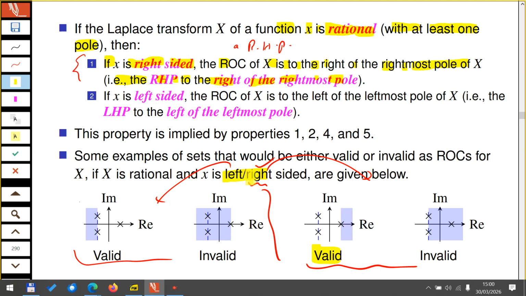Now, because x is right-sided, you have a right-sided function. So if it is right-sided, the ROC has to be a right half plane, right? So this is a right half plane, yes, because it extends to positive infinity. And we can see that it is to the right of the rightmost pole. There are three poles, right? Why does it need to be to the right of that particular pole, which is the rightmost? Why not these two? How would you explain that?